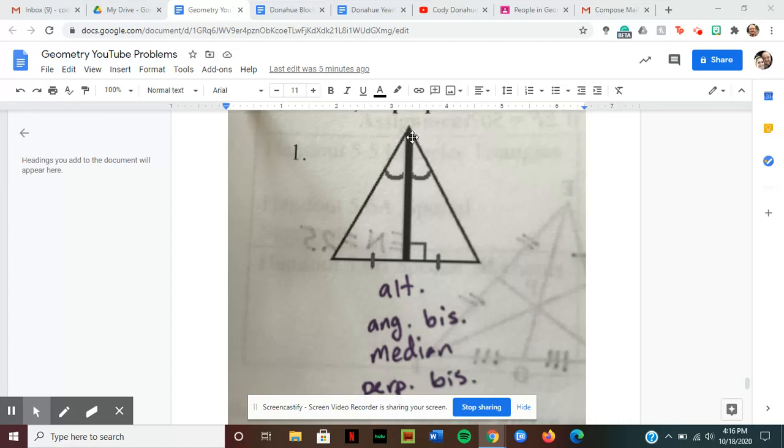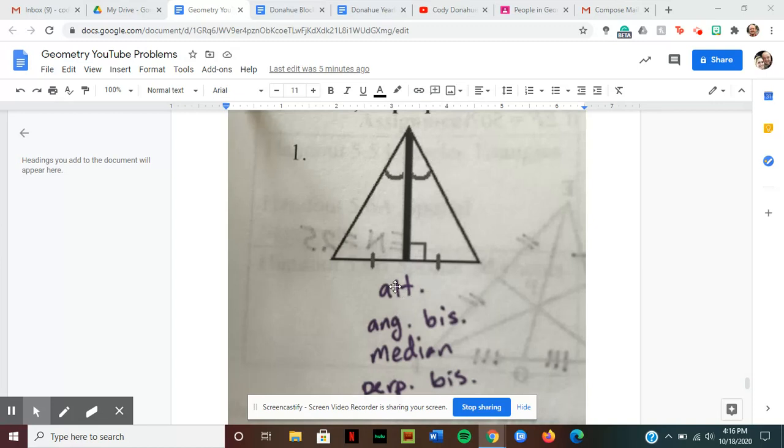So for it to be an altitude, it needs to start at one of the vertices and then come down and be perpendicular to the side that is opposite from the vertex that it begins at. So, because it indeed does that, we're going to call this thing an altitude. But let's see if it's other things as well.